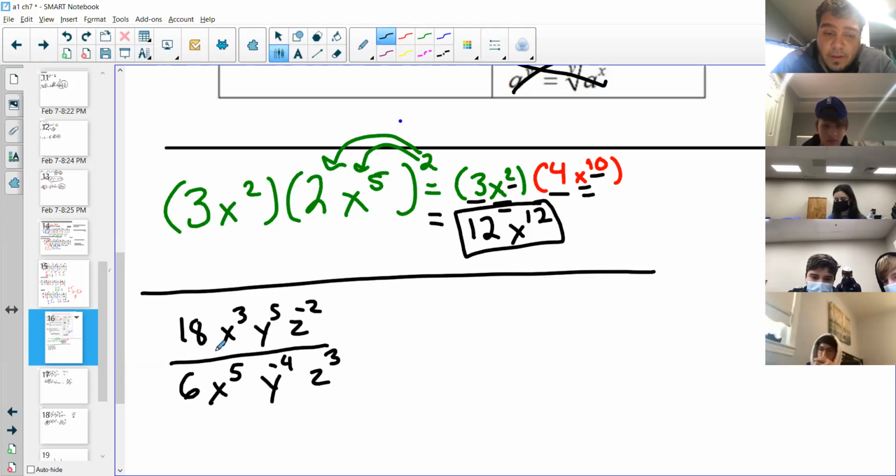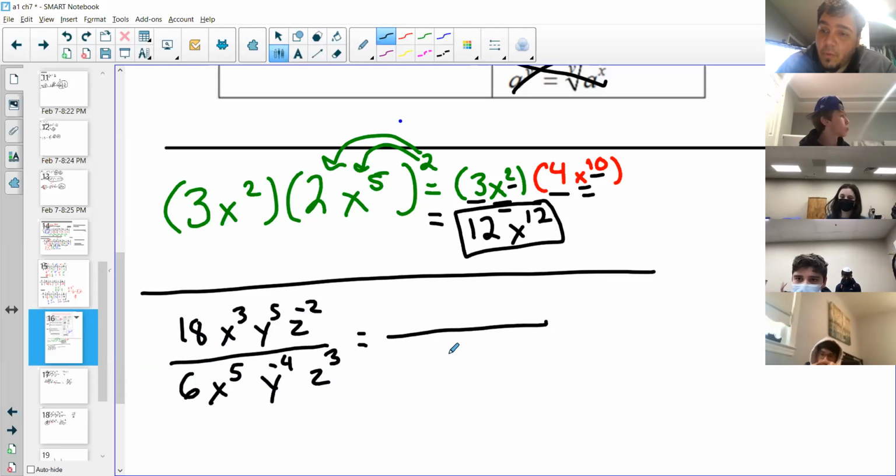All right. Second one, 18x to the third, y to the fifth, z to the negative second, over 6x to the fifth, y to the negative fourth, z to the third. What we're going to do is one piece at a time. So let's do the normal numbers first. 18 over 6. 18 over 6 can be reduced to 3 over 1 if you divide 6 out of both of them. So it's going to be 3 over 1.